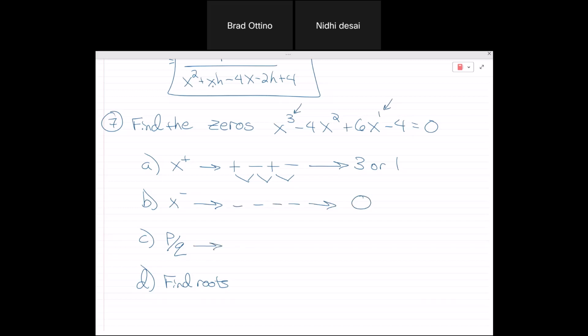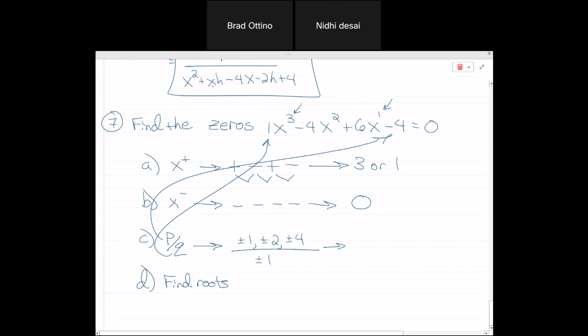The P over Q values, remember P represents factors of 4. Q represents factors of 1. So factors of 4 would be plus or minus 1, 2, and 4. Q represents factors of 1. But remember, if there's no negative roots, it doesn't make sense to say that negative 2 would be a root because you know that that's not true. So you're just going to tell me 1, 2, or 4. And also make sure that you're circling your answers as you go through this, so I know what you want me to grade.